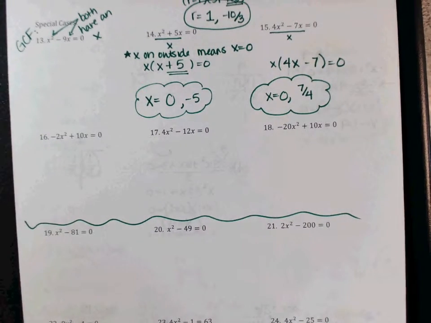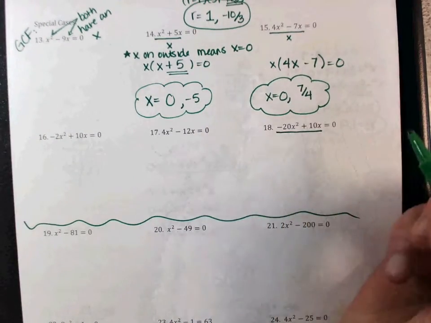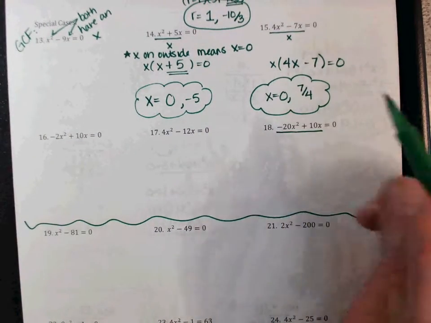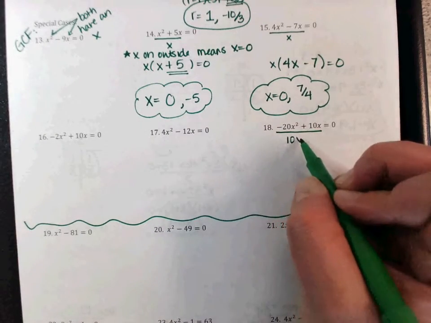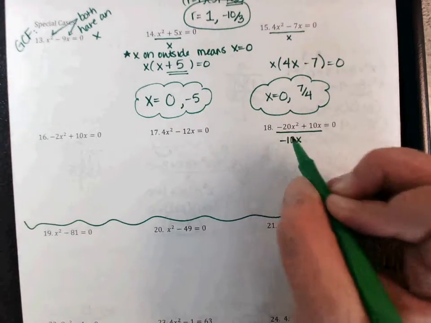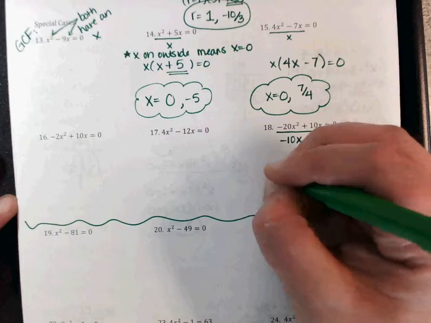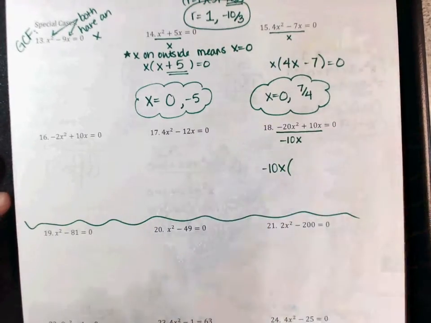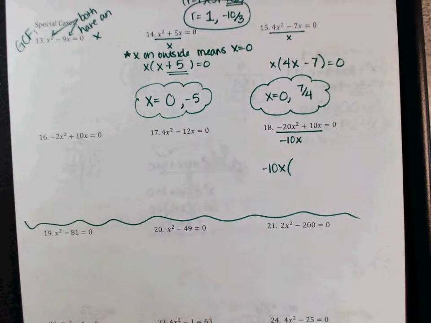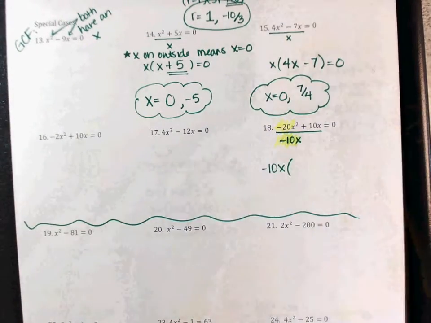Okay. 18, you can divide by 10, but what else can you divide by? Not just the number. Okay, so yeah, you have to divide by 10x. And then one other thing, do you remember the rule? What can the first number not be? So when I take out a number, I'm going to take out a negative 10. Okay, so negative 10 goes on the outside. What is left over when I divide negative 20 by negative 10?